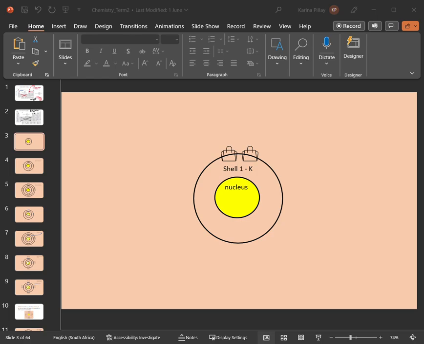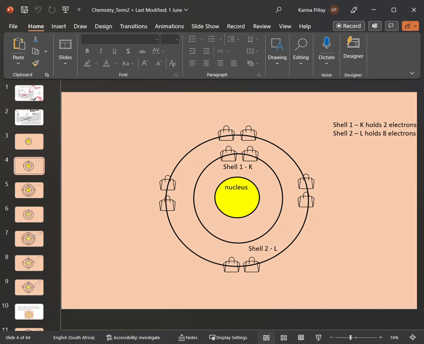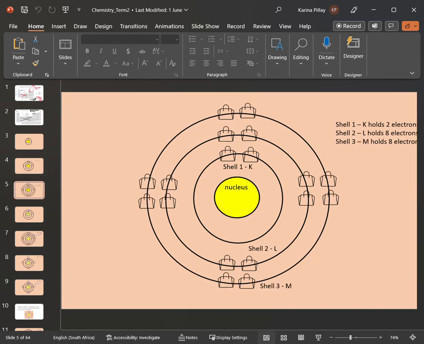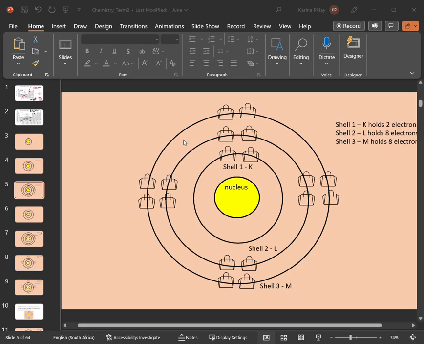But they basically arrange themselves in a very specific way, where shell 1 can only take up to 2 electrons, shell 2 can take up to 8 electrons, and shell 3 can also take up to 8 electrons. So your job is being able to remember shell 1 can take 2 electrons, shell 2 can take 8 electrons, and shell 3 can take 8 electrons as well.